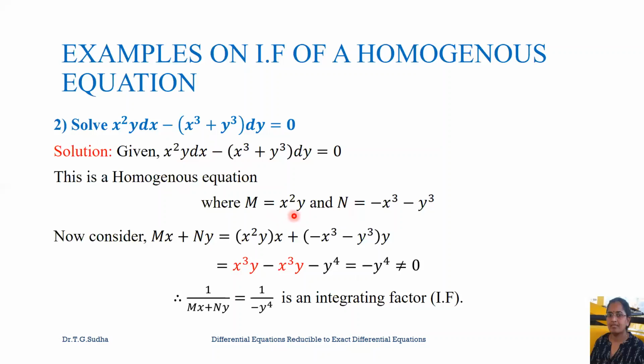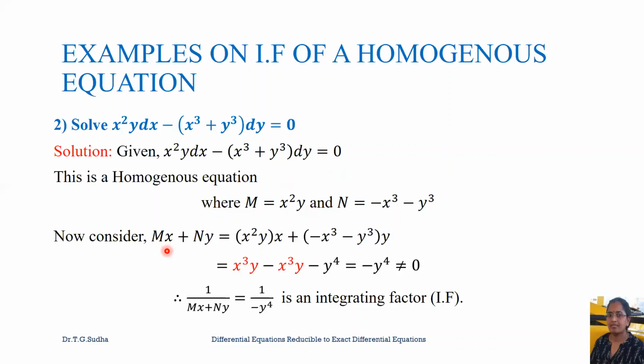This is homogeneous because the degree of M is 3 and the degree of N is also 3, because you have x³, y³. So the degree is 3. Here you have x² into y, so 2 plus 1 gives us 3. Therefore, the degree of M is also equal to 3. Since the degrees of M and N are equal to 3, the given differential equation is homogeneous.